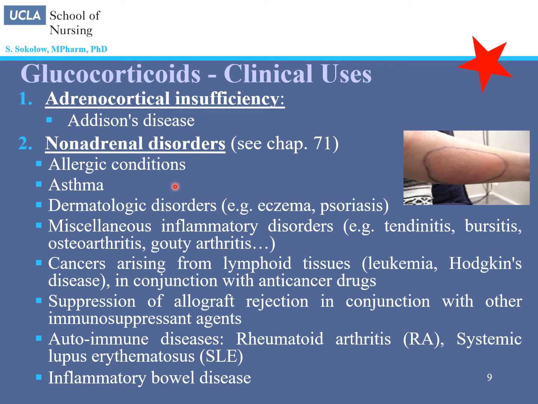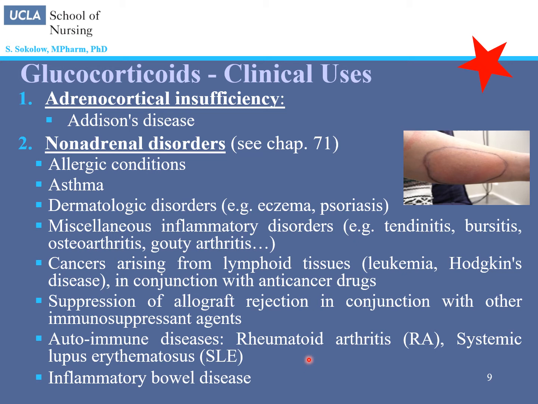It's used for the treatment of asthma. If you remember from your respiratory lecture, glucocorticoids are used inhaled in patients with asthma. They can be used for the treatment of dermatologic disorders such as eczema, psoriasis, and multiple inflammatory disorders such as tendinitis, bursitis, osteoarthritis, etc. Also, they are used for the treatment of cancers arising from lymphoid tissues such as leukemia and Hodgkin disease, and of course they are used in conjunction with anti-cancer drugs, with chemotherapy agents. They are used to suppress allograft rejection in conjunction with other immunosuppressant agents.